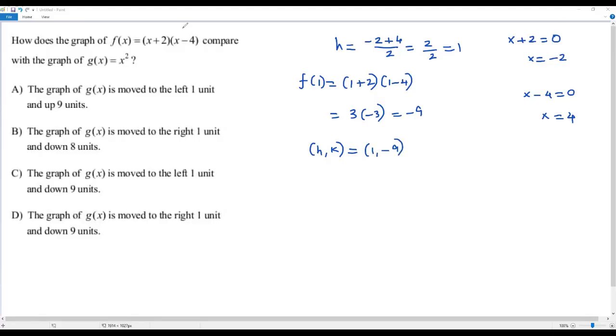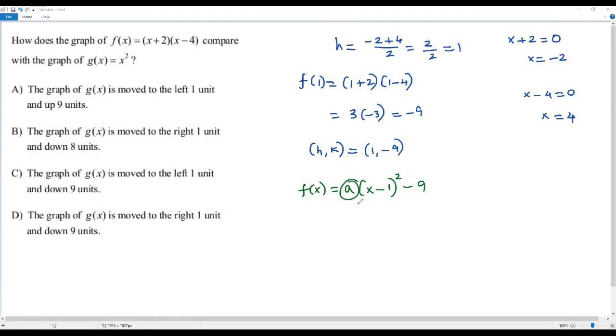Now we can write the function f(x) in vertex form, that is f(x) = a(x - h)² + k. For h, we have 1, so (x - 1)², and for k, we have -9, so we can write -9 over here. Then the vertex form of the quadratic function f(x) is not completed because there is an unknown constant a over here.